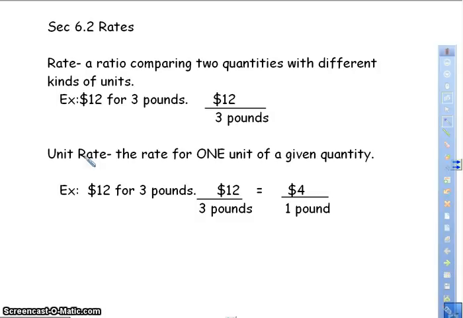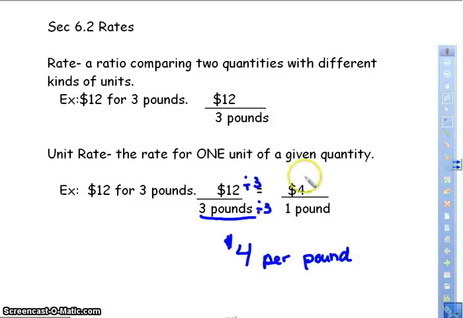So in order to find a unit rate, for example, for $12 for 3 pounds, you know that you want this to be per 1 pound. And if I want it to be per 1 pound, I'm going to divide 3 by 3 to get 1. And whatever I divide the denominator by, I'm going to divide the numerator by as well. 12 divided by 3 is 4. So for the unit rate, it would be $4 per pound. If it's per pound, per ounce, that means you did it correctly.